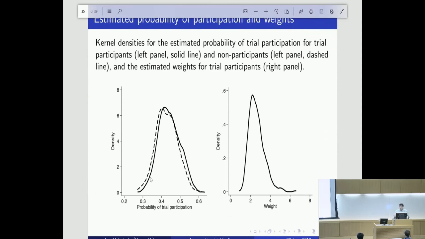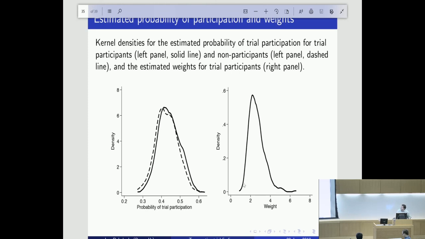So what we did here in the application is we estimated the probability of participation, and you can see there's very good overlap for the probability of participation among participants and non-participants. S1, the trial participants, are solid lines. S0, the non-participants, is the dashed line, and you can see the overlap is pretty good. And importantly, both tails are pretty far from the extremes, from one and zero. This seems to track along with my observation that the people in the centers were pretty carefully chosen to be eligible for the trial and similar.